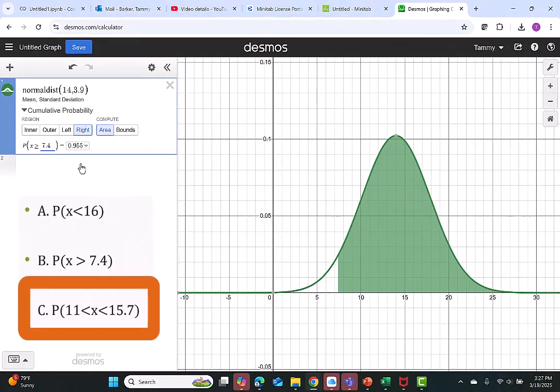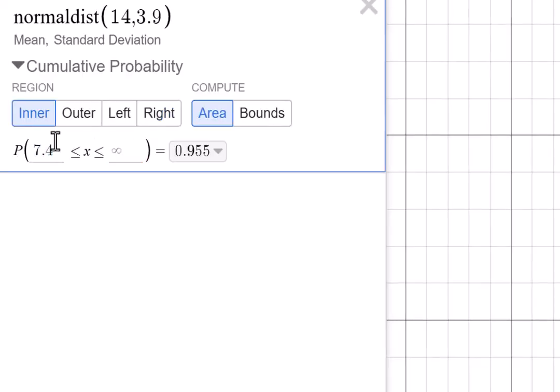To get the probability that x is between 11 and 15.7, we'll click enter. We'll change the left bound to 11. We'll change the right bound to 15.7, which says our probability is 0.448.